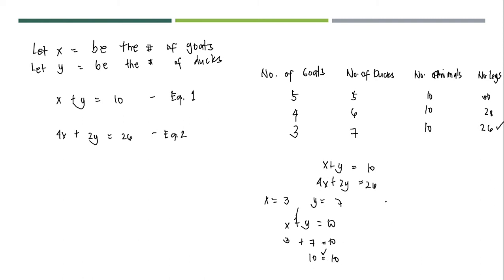On the second equation, we have 4x plus 2y is equal to 26. So we have 4 times 3 plus 2 times 7 is equal to 26. 4 times 3 is 12 plus 2 times 7, that is 14, is equal to 26. So 12 plus 14, that is 26, is equal to 26. As we can see, both of the equations are satisfied by the ordered pair (3, 7). Thus, this is the solution to our system of linear equations.